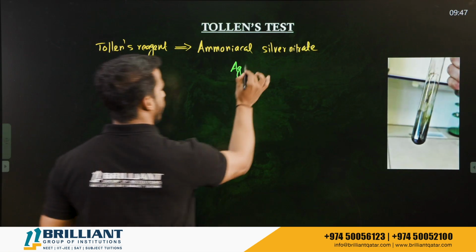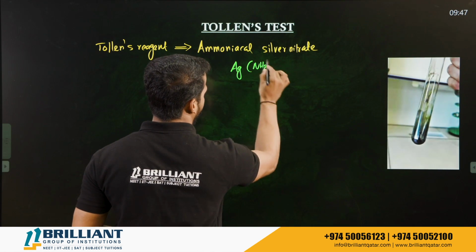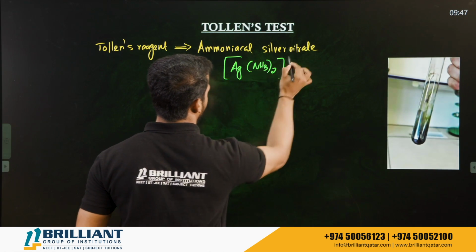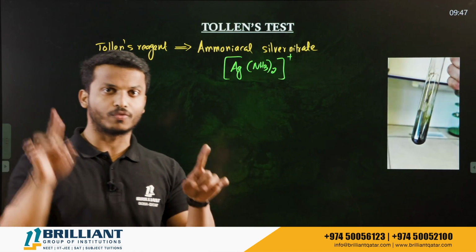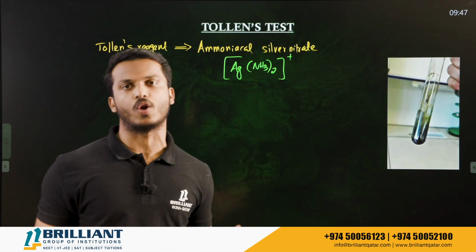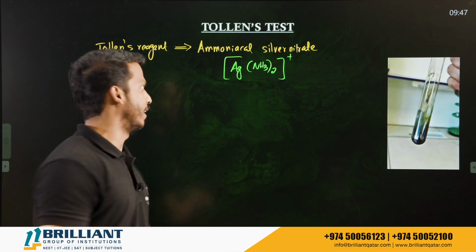Okay. One silver, two ammonia, with overall charge plus. The overall charge of the complex is plus. This complex is called what? Tollens reagent. Okay. Tollens reagent.